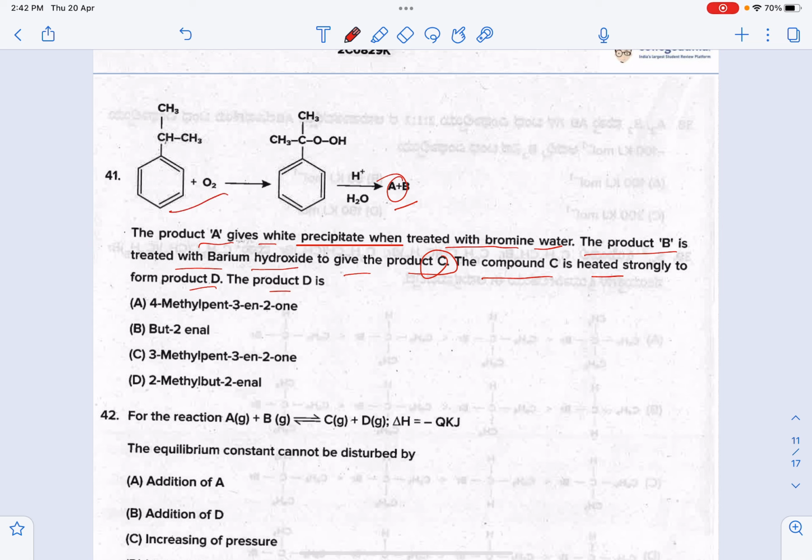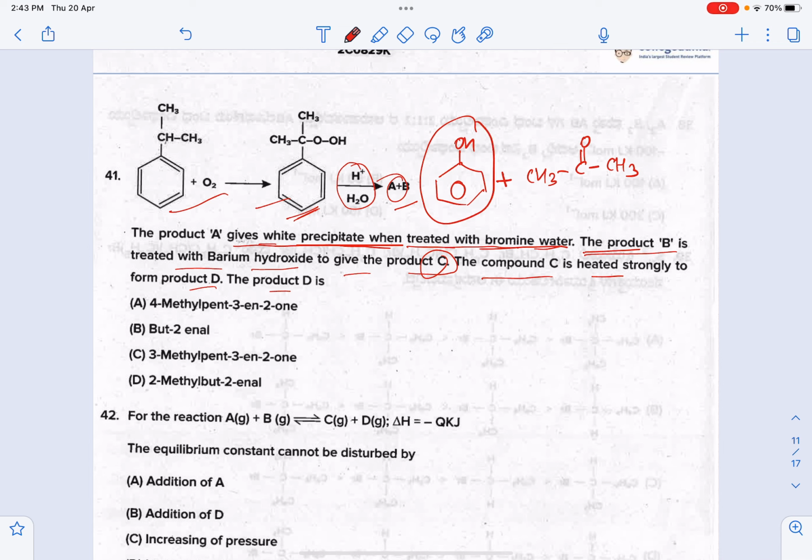Here one step of the reaction is given, and this product is formed. When we do hydrolysis of this product, a new product will form. This is phenol, and the second product formed will be acetone. Now he gives some hints: product A gives a white precipitate when treated with bromine water. It is phenol which gives a white precipitate with bromine water.